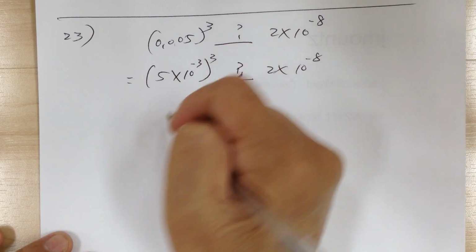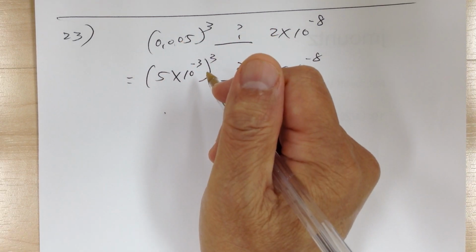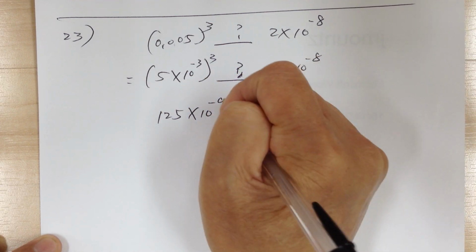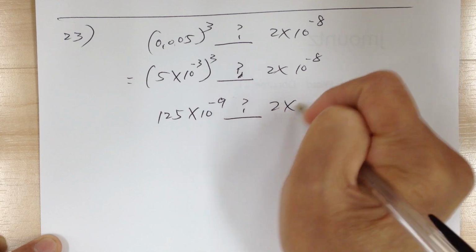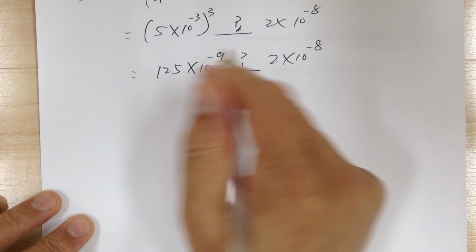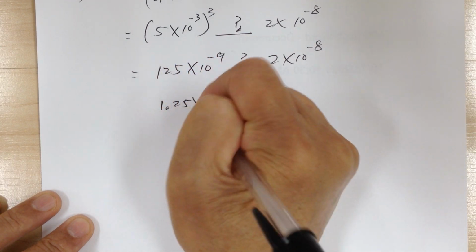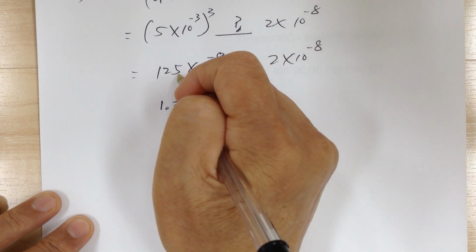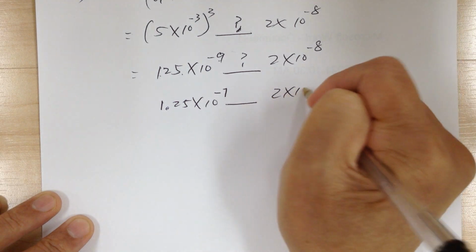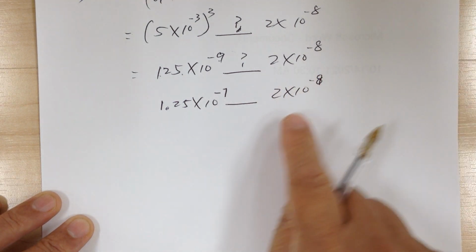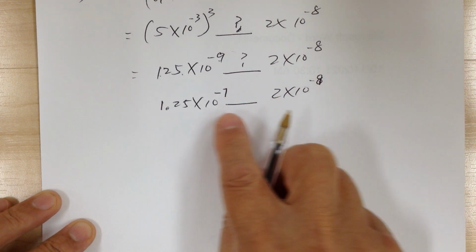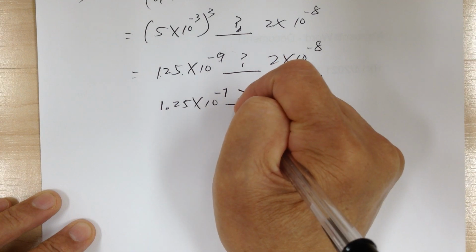And then work it out. So you get 5 to the 3 power, you're going to get 125, times 10 to the negative 9. Then you have to put this in proper form. So it'd be 1.25 times 10 to the negative 7, because right now you move 2 places over, so you have to increase by 2. So you can see that this is negative 7 power, this is negative 8 power, so this is bigger.